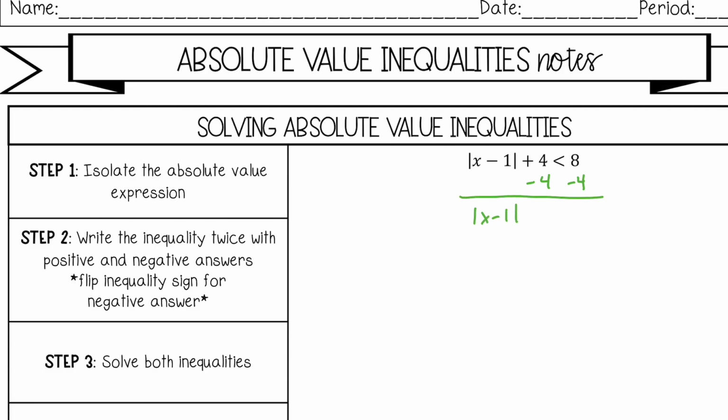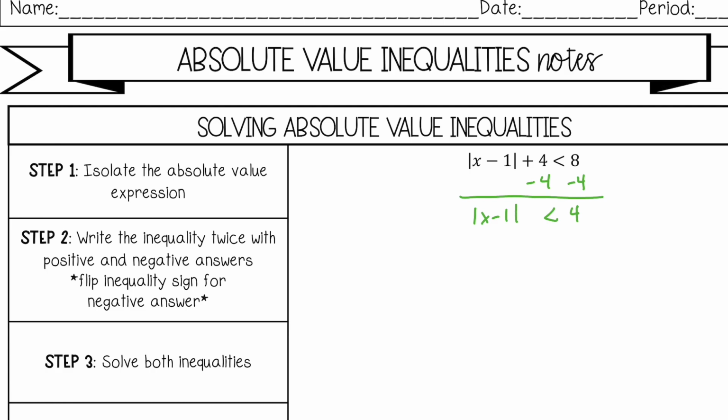To do that, we're going to subtract 4 from both sides and bring down our absolute value expression. 4 minus 4 is 0. Bring down our inequality symbol, and then 8 minus 4 is 4. Next, we're going to write the inequality twice with positive and negative answers.